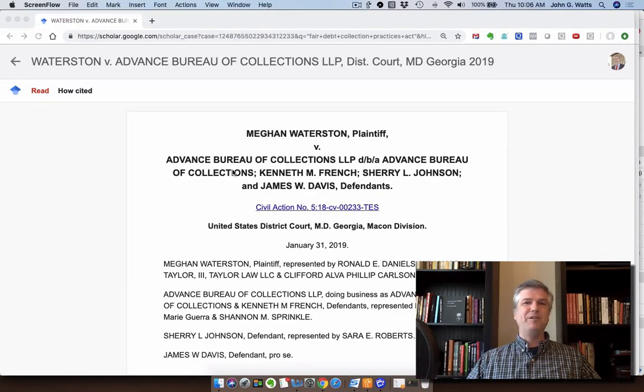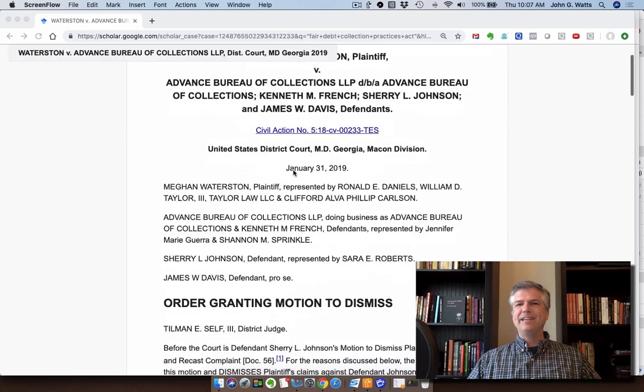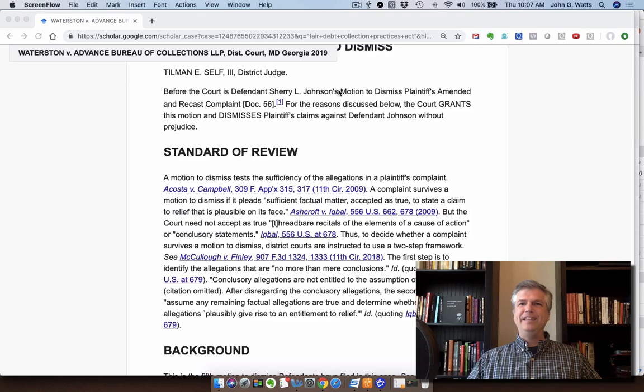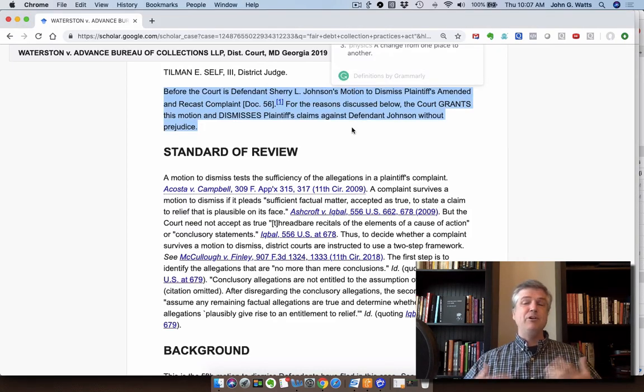I want to go over a recent case involving the FDCPA, Fair Debt Collection Practices Act, and really just for one reason, and that is to show how you have to plead these or what you need to say in the complaint. And this is a case out of Georgia from earlier this year, and this involves a motion to dismiss. And in a motion to dismiss, the defendant's saying, look, take everything that the plaintiff properly alleges as true, we still win. Throw the case out.